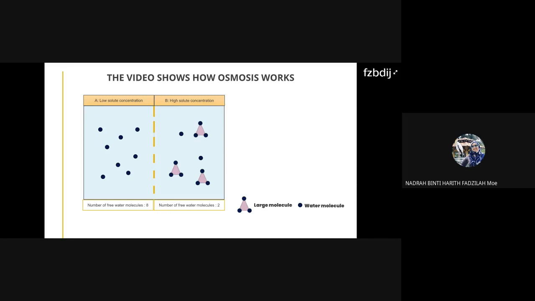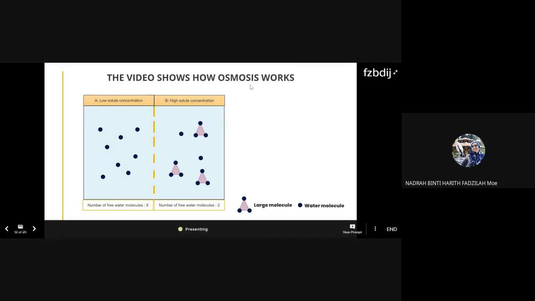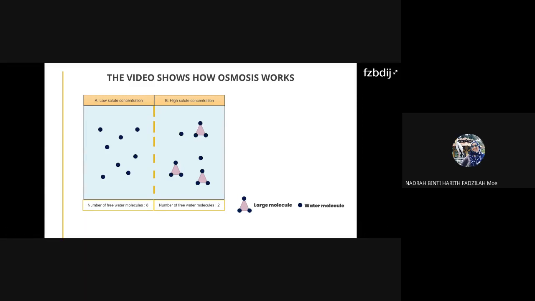Okay, saya tulis kat sini, this video show how osmosis work kan? Bukan video ya, sorry. This slide is basically showing you how osmosis work. Now, osmosis hanya boleh berlaku when there is a presence of semi-permeable membrane. So, garis putus warna oranye dekat tengah-tengah tu represents semi-permeable membrane that only allows certain substances to go through.